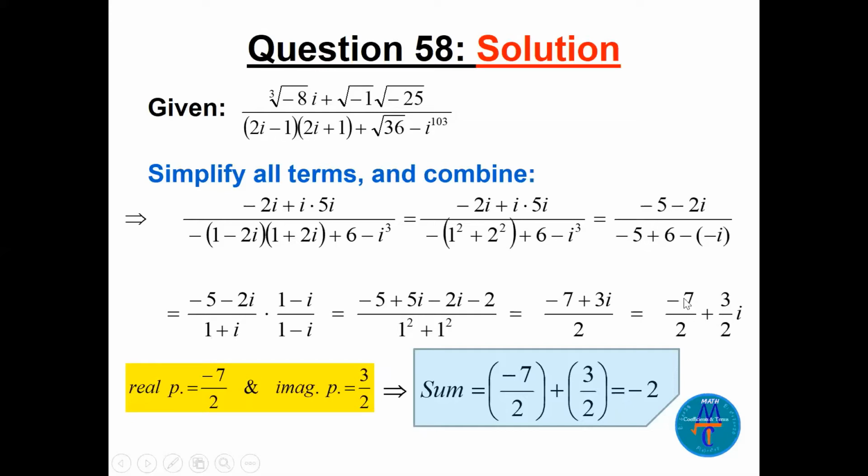The real part is only this one, and the imaginary part, 3 over 2 without the i. Remember, the imaginary part is only 3 over 2. So when you add them, minus 7 plus 3, this is the same denominator here. Minus 4 over 2 is minus 2.